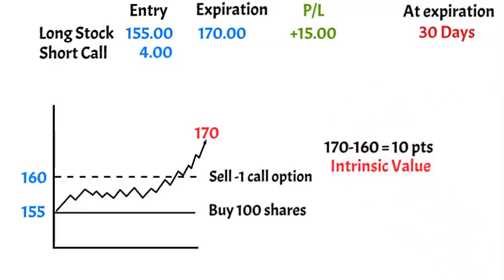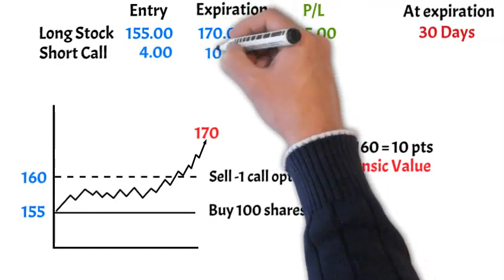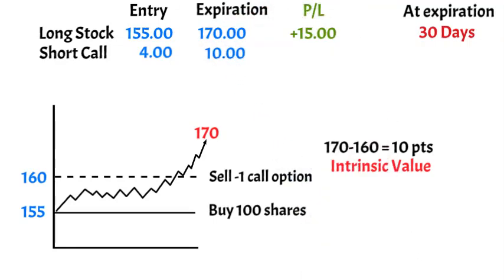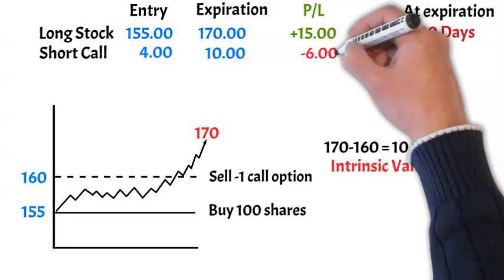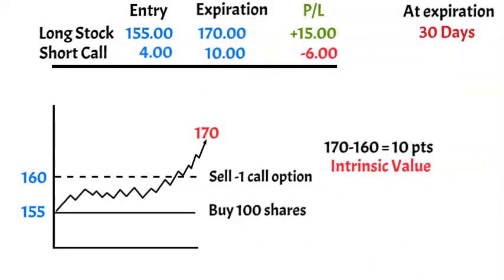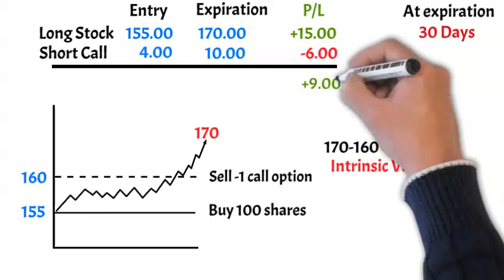Once the stock goes past your short strike, you're going to lose most if not all the profits on the stock. Since the call has 10 points of intrinsic value, or it's in the money by 10 points, your call will be down by 10 points. Since you sold it for 4 points and it's now down 10 points, you'll have a 6-point loss on the call. This will result in a 15-point gain on the stock, but a 6-point loss on the call, netting you 9 points.